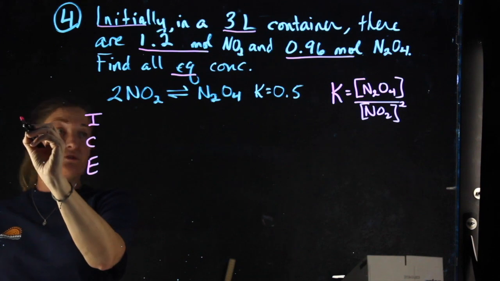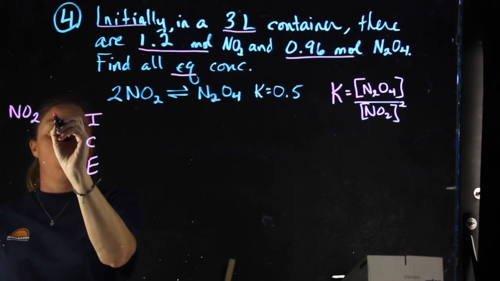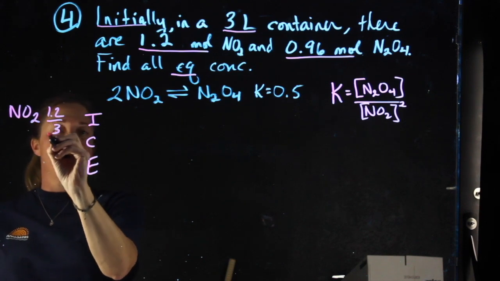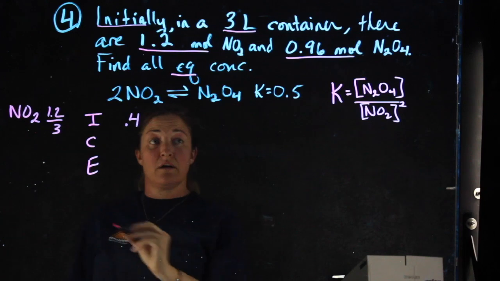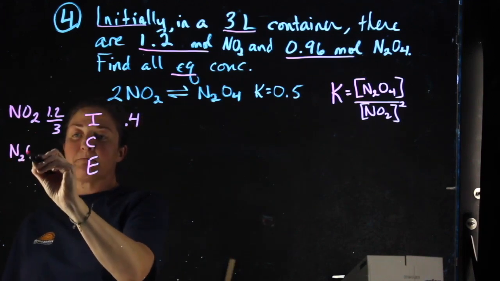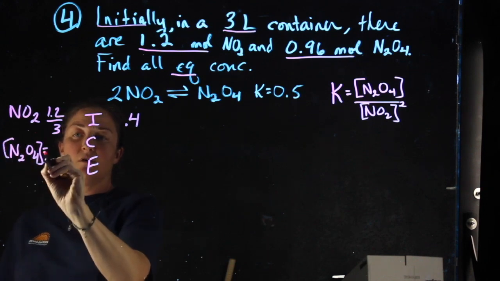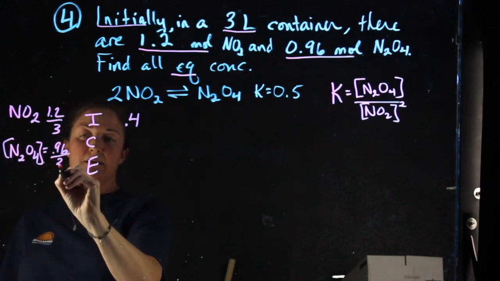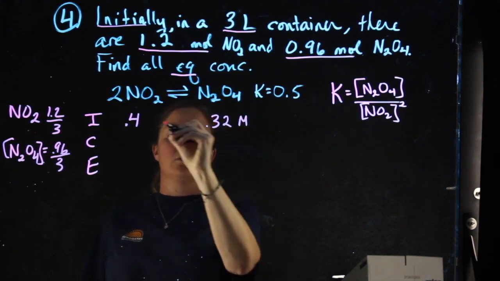So for NO2, I'm going to need to take 1.2 and divide it by 3. And that gives me a value of 0.4. For N2O4, its concentration will equal 0.96 divided by 3, which gives me 0.32 molar.